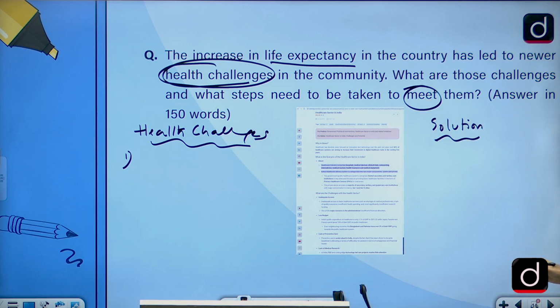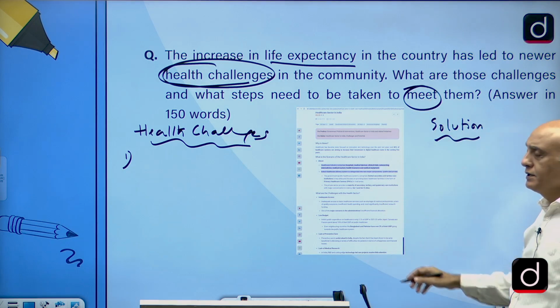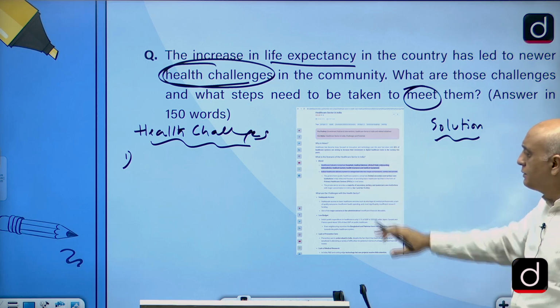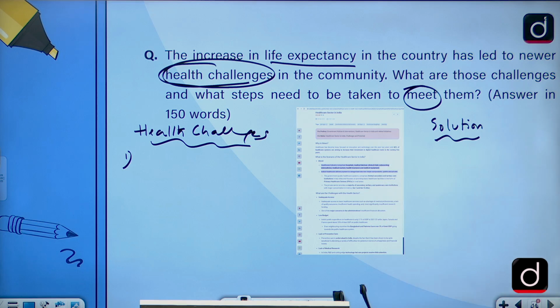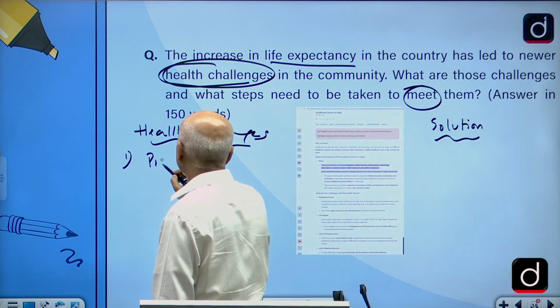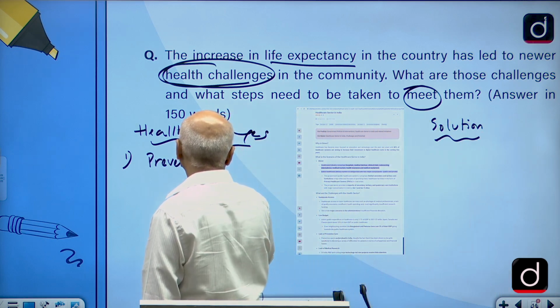A brief is given on the Drishti website about the healthcare industry and the challenges, but this is quite limited in elaboration, and we need to have some more points here. So let me give you some points. So first of all, what you have to do is, the first challenge is preventive health.